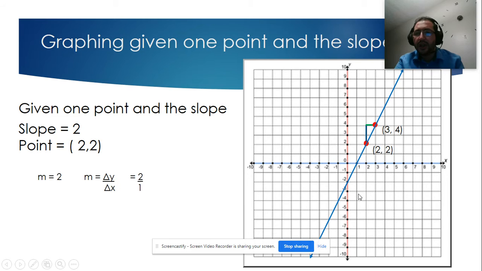And then with the graph, I can get the important points like the x-intercept, which is (1, 0), or the y-intercept, which is (0, -2).